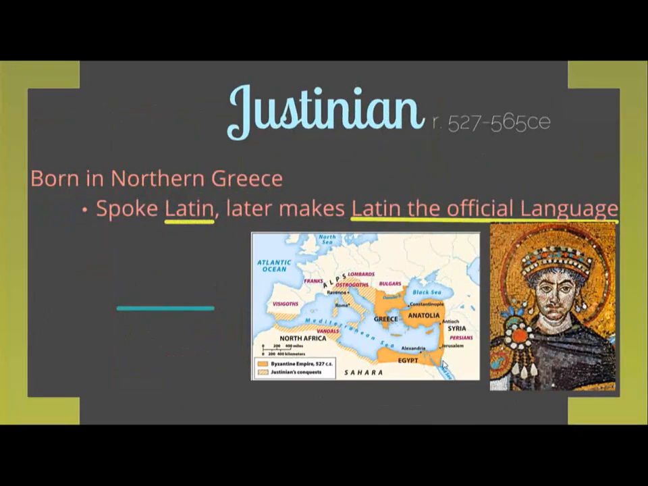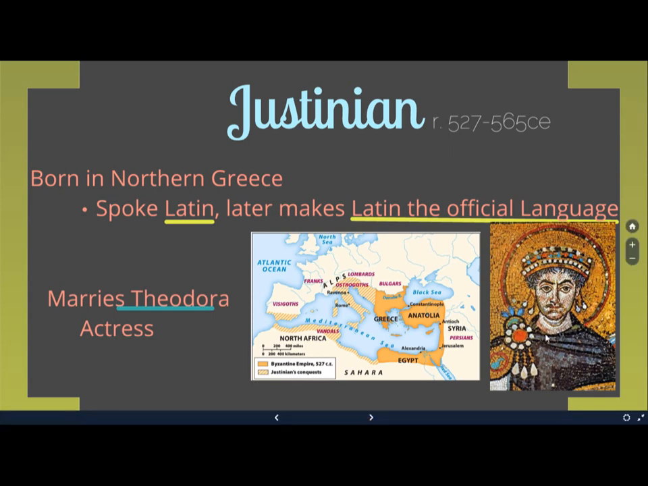Justinian is going to be one of the emperors of the Eastern or the Byzantine Empire, and he will reign from 527 to 565 AD. He is born in northern Greece. He will learn Latin and then speak Latin, obviously, which later he'll influence the Roman Empire by making Latin the official language. He's going to marry a very famous actress by the name of Theodora. They'll be like the it couple. This is Justinian, by the way. Not Theodora, this is Justinian.